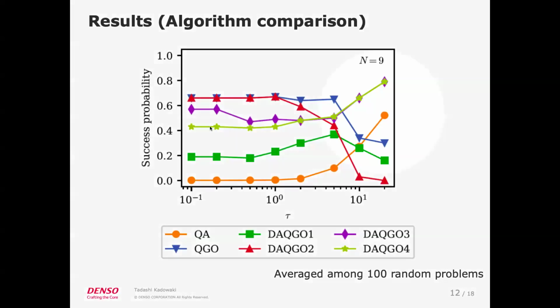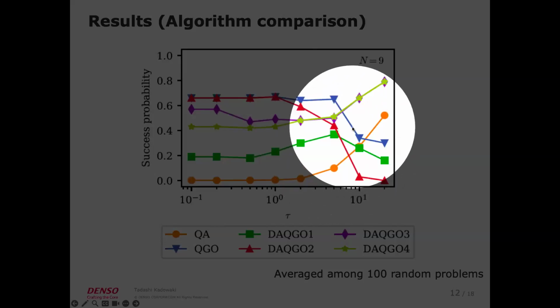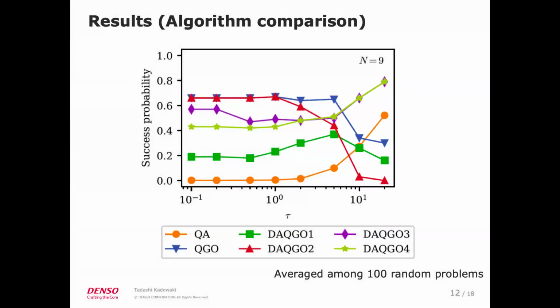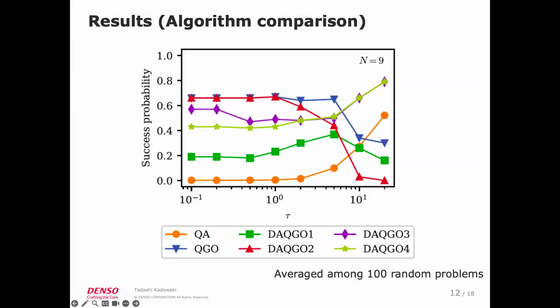And unfortunately, the curves in red, blue and green decrease when we increase time, which is not good. But you see algorithms 3 and 4, in purple and light green, always show better performance compared to quantum annealing, even with longer annealing time. So it seems a good observable we chose.